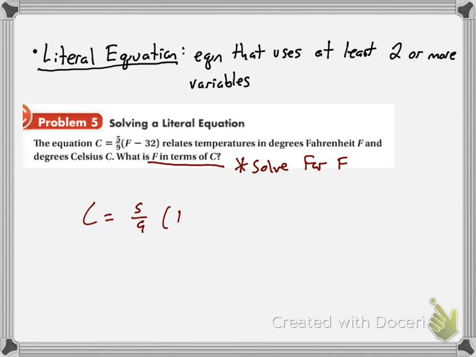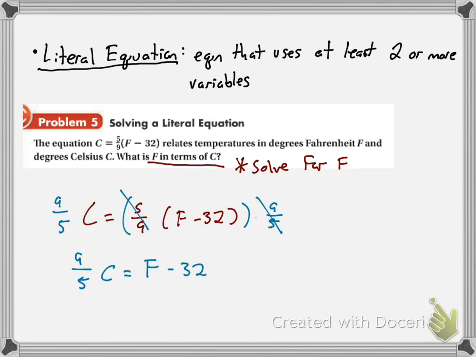So let's write out our equation. And I want to make everything that's not F go to the other side. What I would do here first is to get rid of that 5 over 9, I would multiply by the reciprocal. If I do that, they cancel out, and I'm going to be left with 9 over 5 C equals F minus 32. And my last step would be to get the 32 over. I'll be left with F equals 9 over 5 C plus 32.